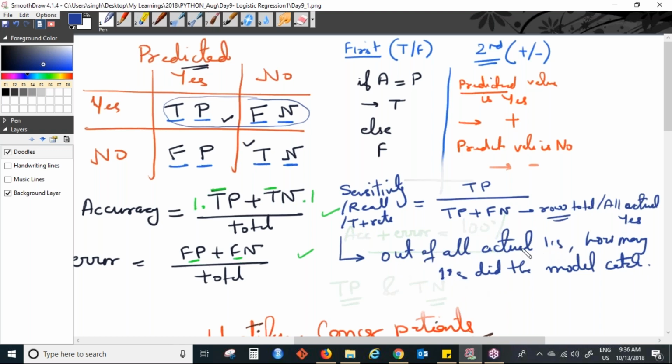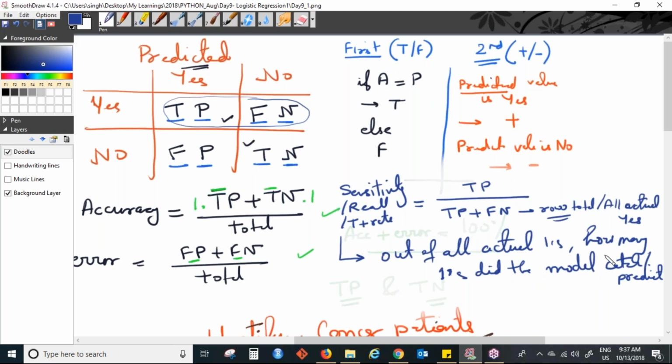Out of all actual ones, so the denominator is all the actual ones and the numerator is how many ones did the model catch or identify. This is the interpretation of sensitivity. Or you can write it another way: how many ones did you catch, or maybe predict, out of all actual ones? This is what sensitivity or recall means.